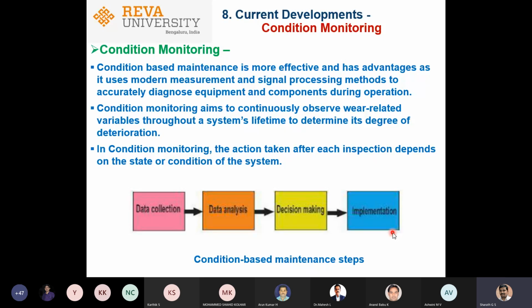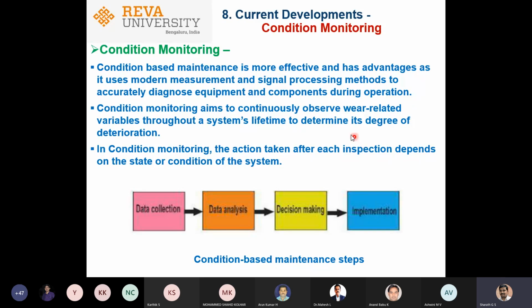Condition monitoring aims to continuously observe wear-related variables throughout a system's lifetime to determine its degree of deterioration. Here you can see the action taken after each inspection depends on the state. It doesn't depend on the number of hours. So this condition-based maintenance has a procedure. It is done in some steps.